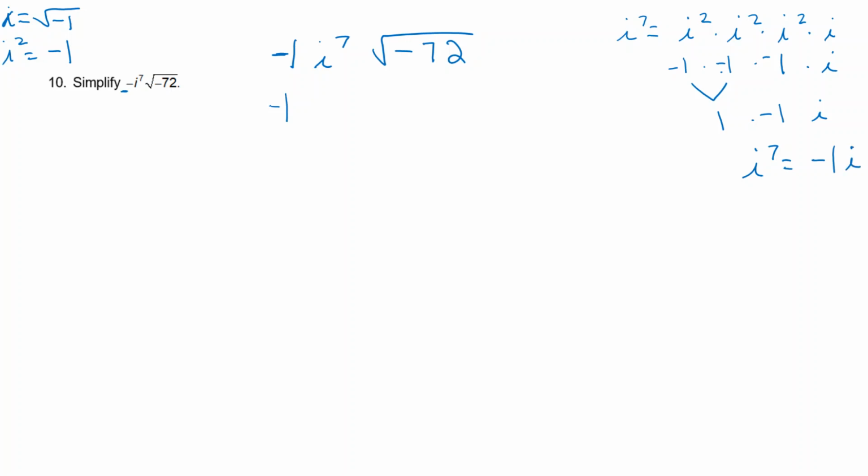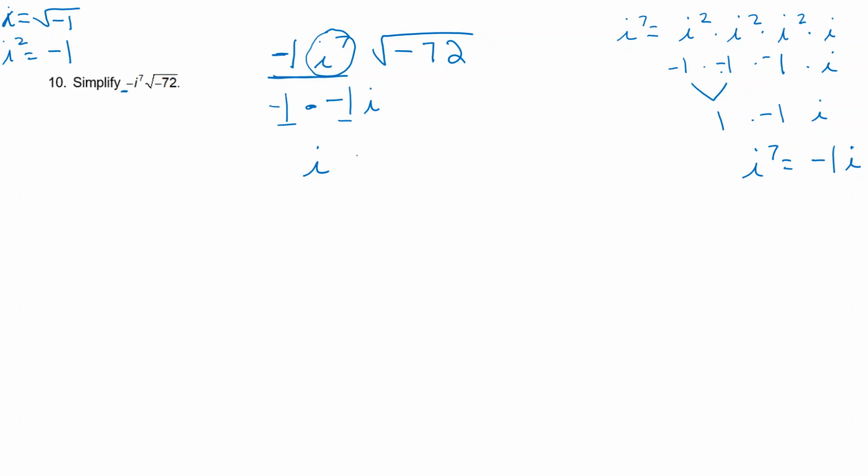All right, so instead of writing i to the 7th here, I'm going to write times negative i. Okay, so I know that negative 1 times a negative 1 is a positive 1. So now this whole term right here, negative i to the 7th, is equal to i.